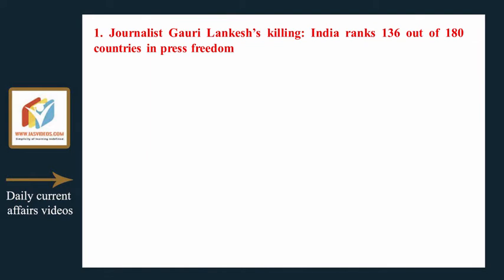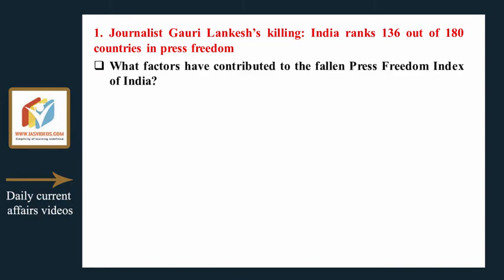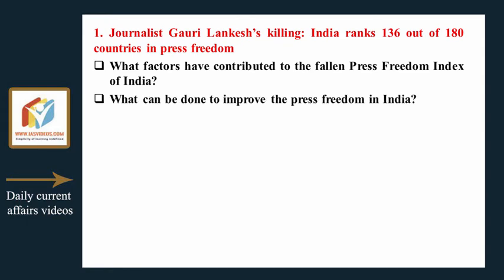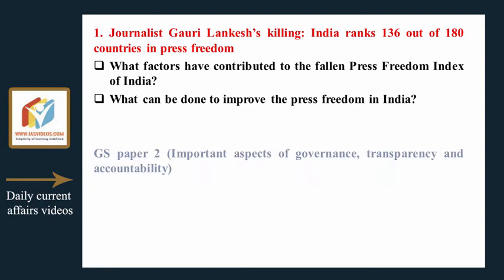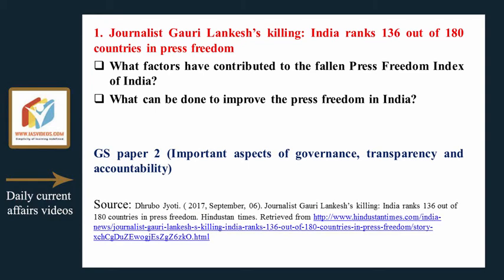Journalist Gauri Lankesh killing, India ranks 136 out of 180 countries in press freedom. What factors have contributed to the fall in Press Freedom Index of India? What can be done to improve the press freedom in India? GS Paper 2, Important Aspects of Governance, Transparency and Accountability.